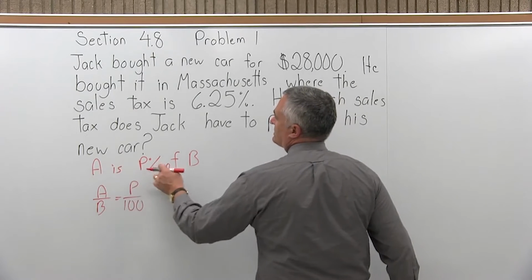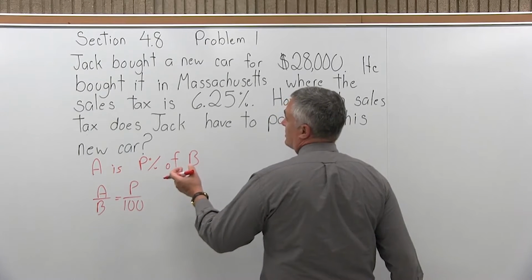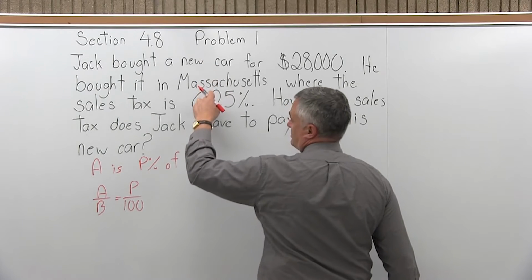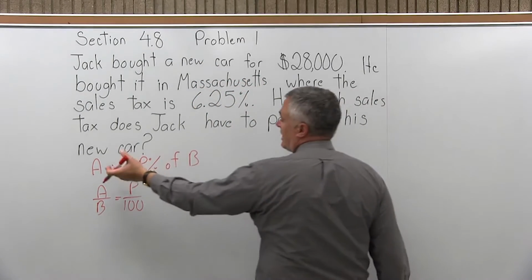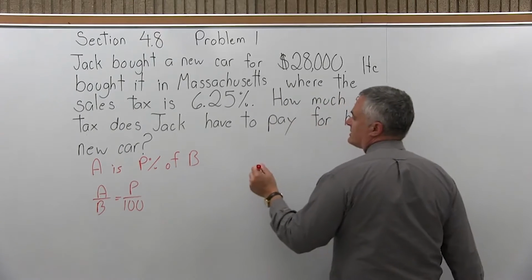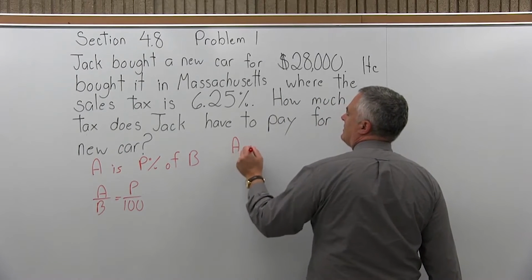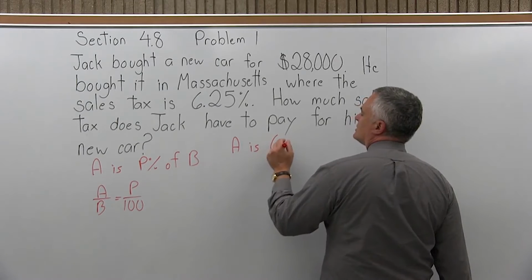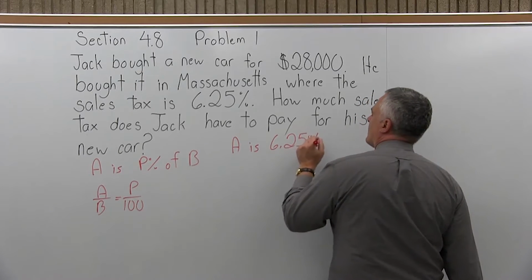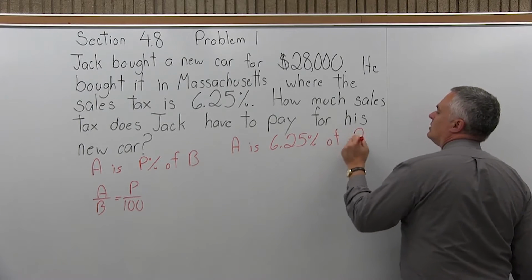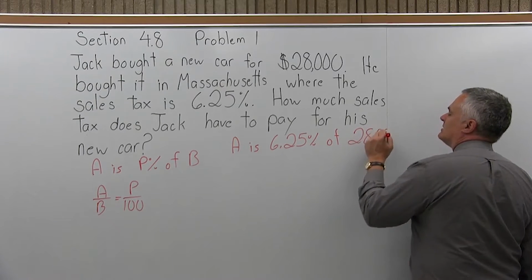So A is P percent of B. Can we do that? Sure. A is 6.25% of $28,000. That's the amount that he's going to pay in tax. So A is 6.25% of $28,000.